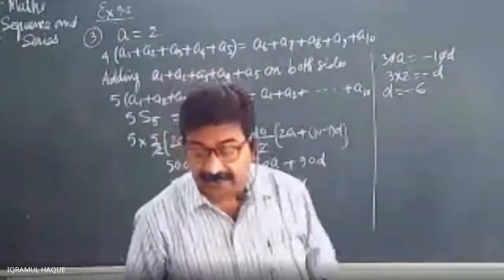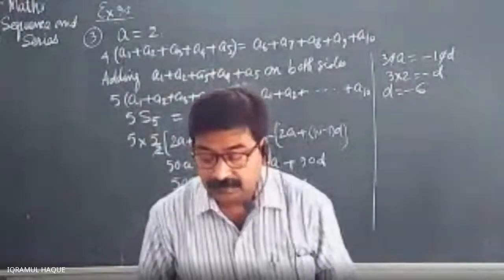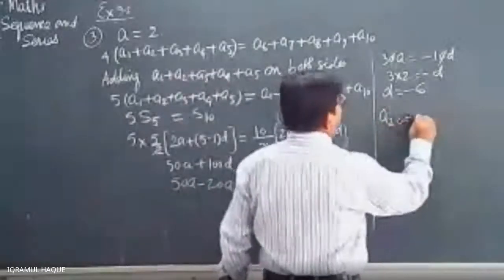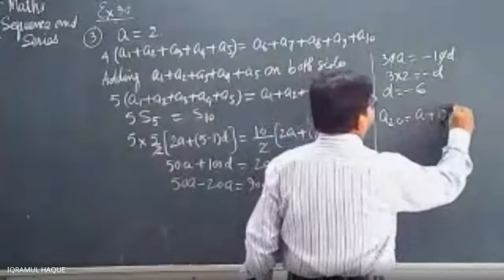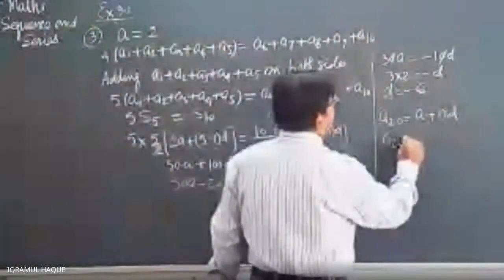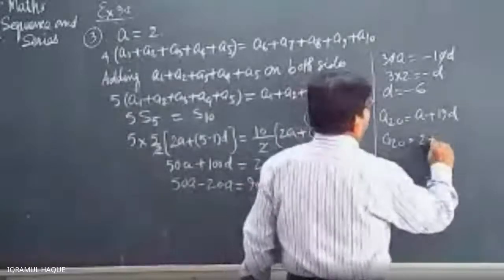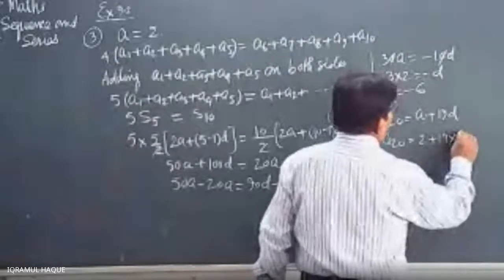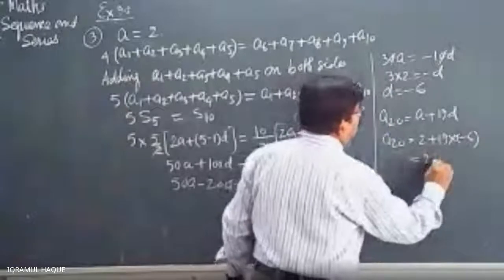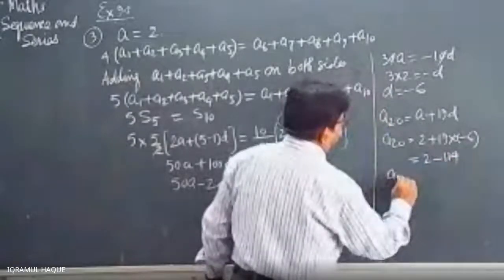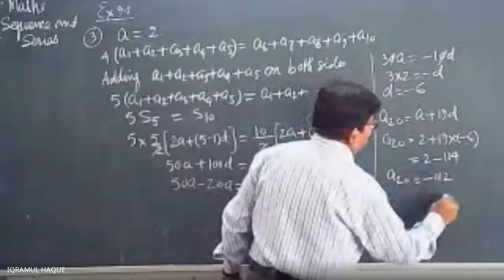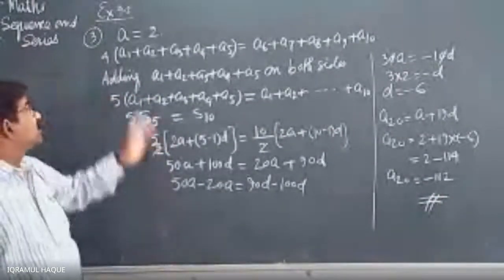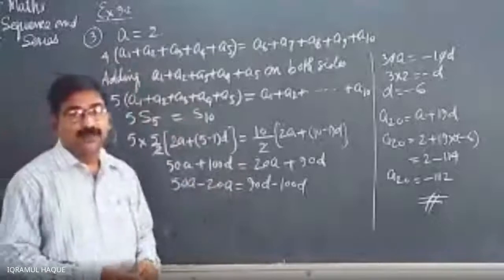Now we have to find the 20th term. A20 is equal to a plus 19d. A20 is equal to a, which is 2, plus 19 into minus 6. 2 minus 114. So A20 is equal to minus 112. This was to prove, that the 20th term is minus 112.